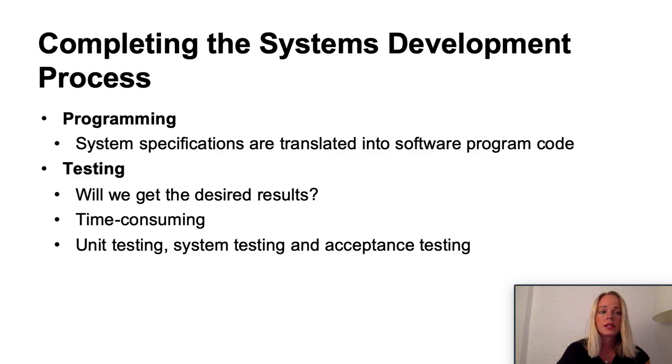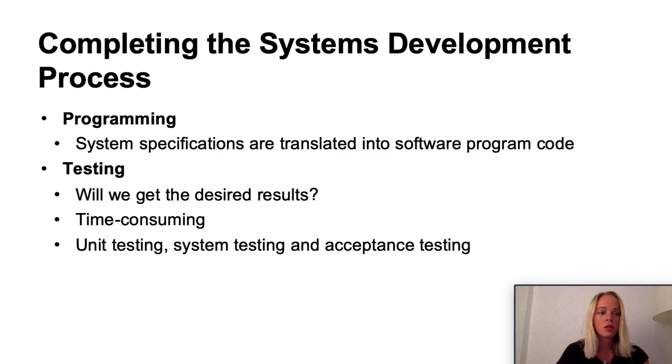At the testing phase, we want to know will the system produce the desired results under the known conditions. The testing phase is very time-consuming because the test data has to be carefully prepared, results reviewed, and possible corrections made in the system. Testing has 3 different activities that are called unit, system, and acceptance testing.